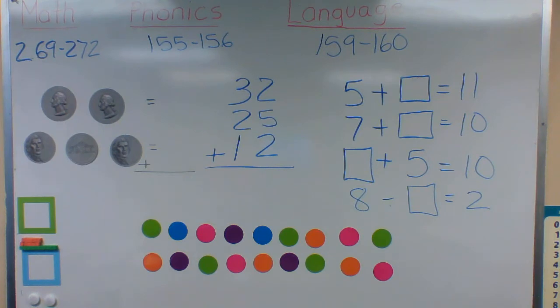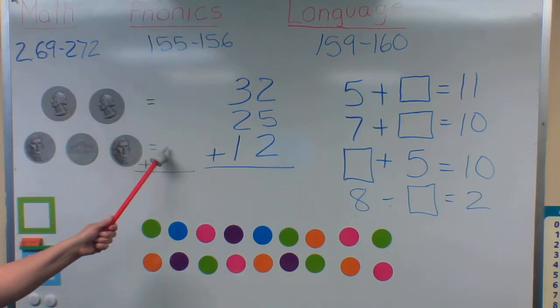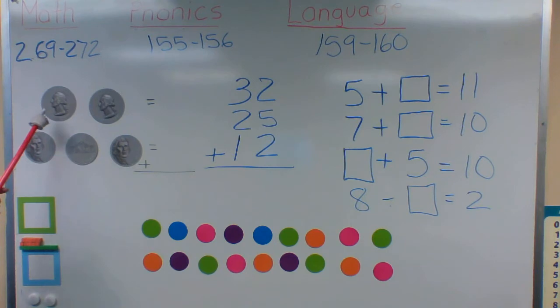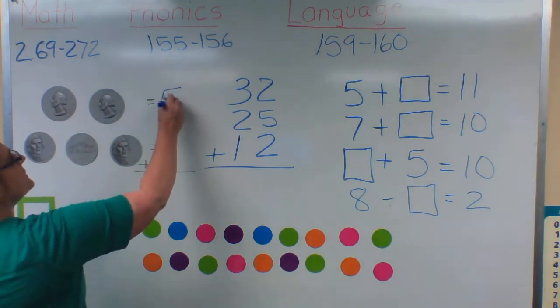It says, how many cents? So it wants us to count the coins. We'll count these going across and write the answer here, and then we'll count these and write the answer there, and then we'll add them together to get a total. We know that when we count quarters, we count by 25s. 25, 50. So 50 cents.